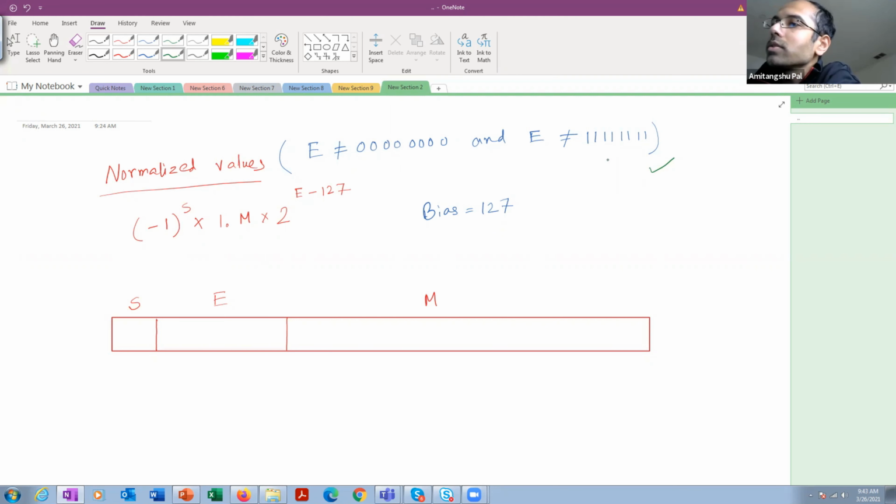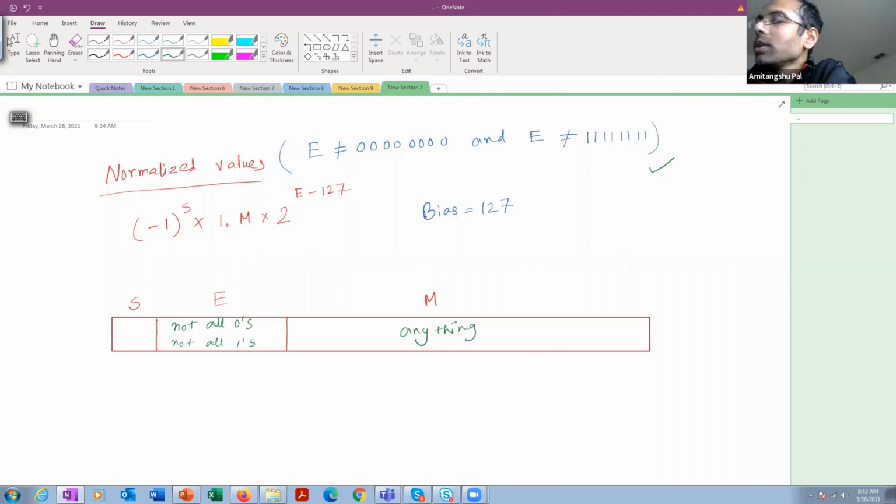Correct. So in normalized values, the sign bit may be 0 or 1 based on whether it is a positive or negative number. E is not all zeros, not all ones. Okay, and the mantissa field can be anything.